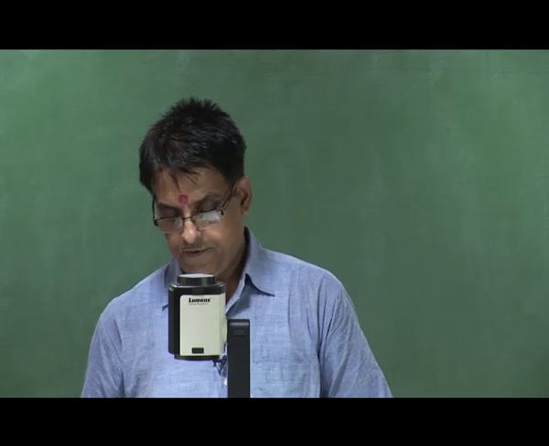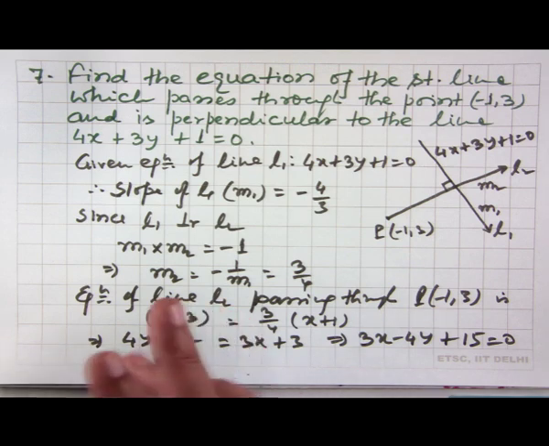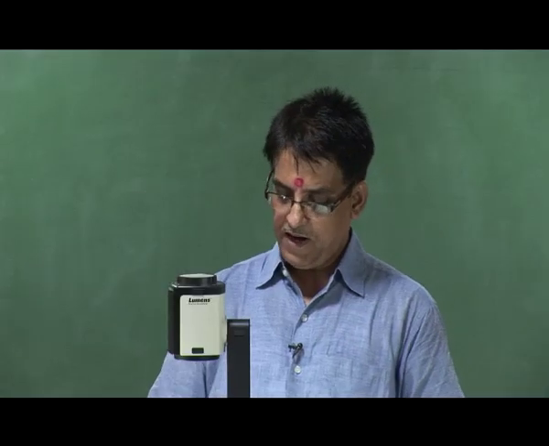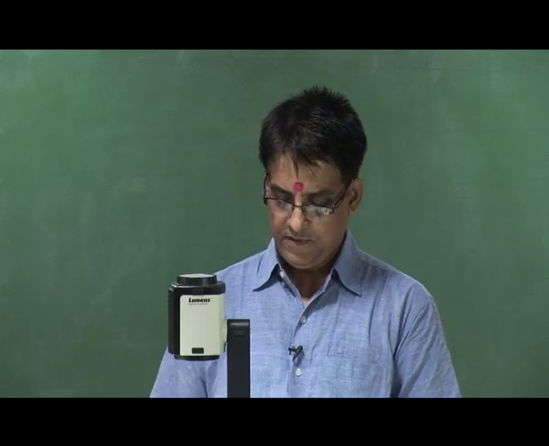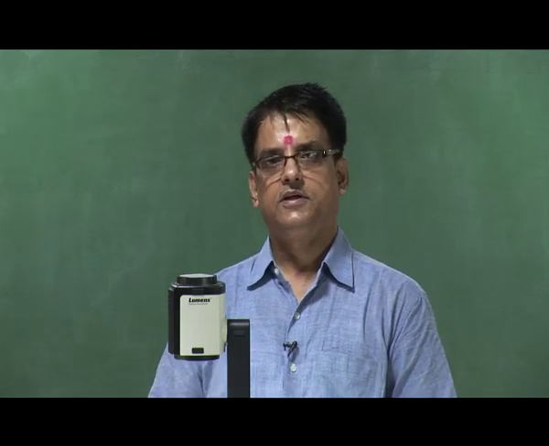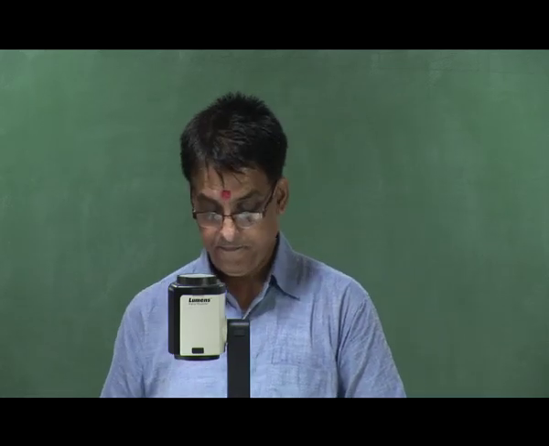So in this way we can find the perpendicular line to the given line. We can also find the line parallel to the given line by using the concept that when a line is parallel to the given line, then the slope is equal and the rest is the same.